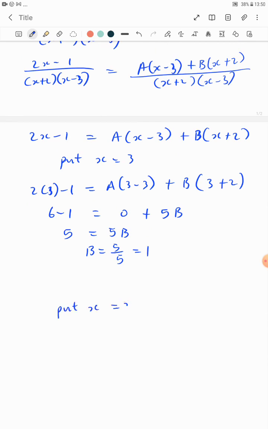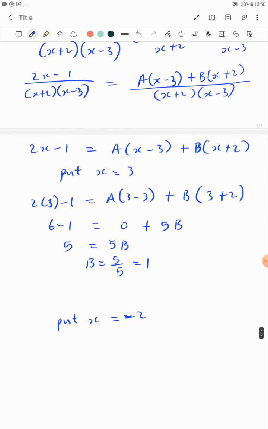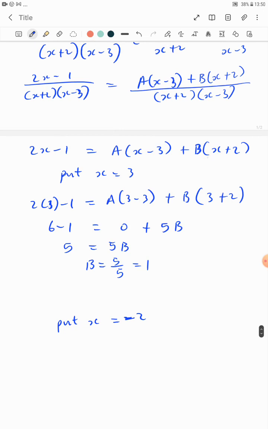Now that we have gotten our b, we can go back to the same equation and put x equals minus 2. If we put x equals minus 2, what will happen here is that this will disappear and become 0, because minus 2 plus 2 will give us 0, and that will multiply b, making it 0. So only a will be left in that equation.